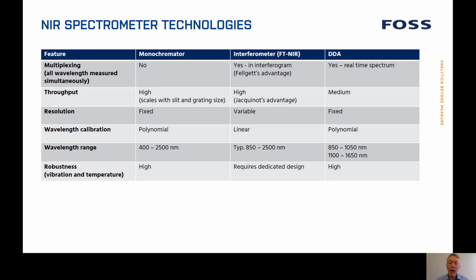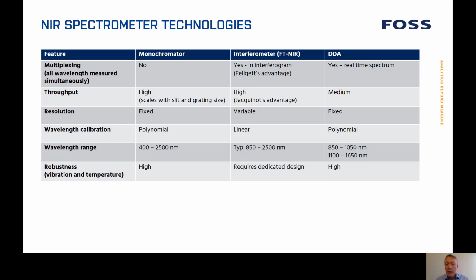Throughput is a measure of how much light can enter the spectrometer, which helps to increase the signal. In monochromators, it is easily scalable with the input slit size and the grating size. In interferometers, it's generally possible to have larger input apertures, which is often referred to as Jacquinot's advantage. In DDAs, the throughput is not quite as high due to the available pixel sizes of the detector array.